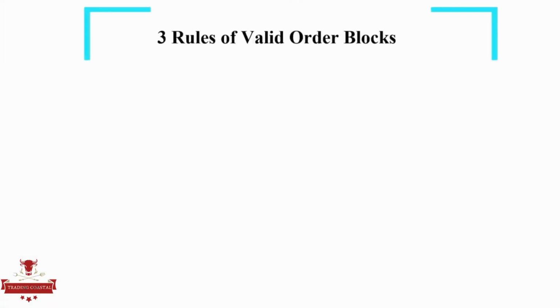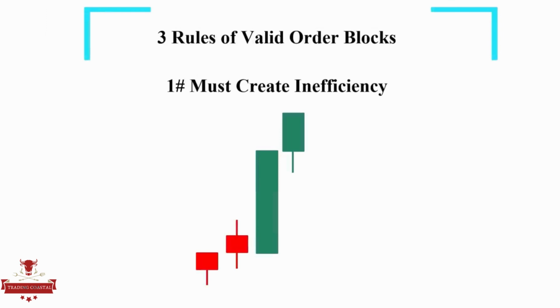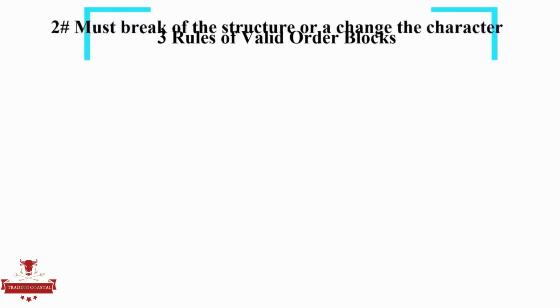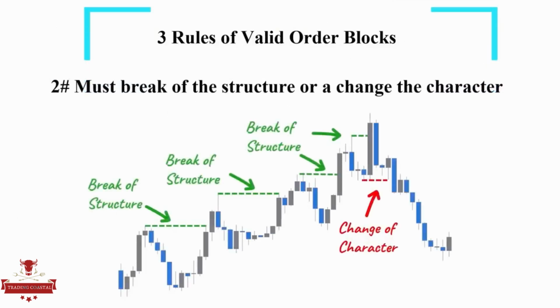We have three major rules for identifying a valid order block. First, it must create inefficiency. Inefficiency occurs when we have drastic moves that create gaps between the shadows. These are examples of efficient and inefficient moves. Second, it must lead to a break of the structure or a change of character. A break of structure, or change of character, is the first clue that the market is telling us whether it intends to continue in the same direction or reverse.